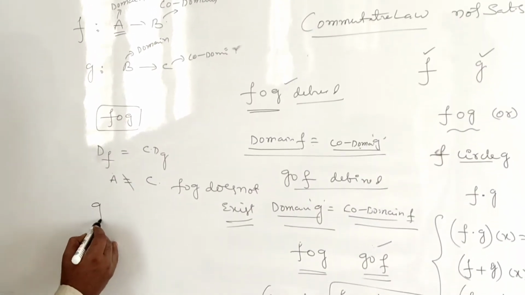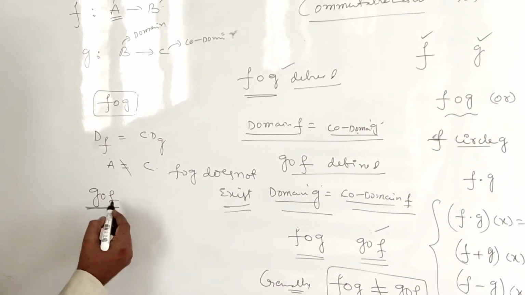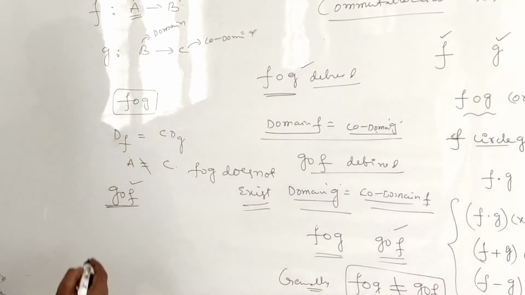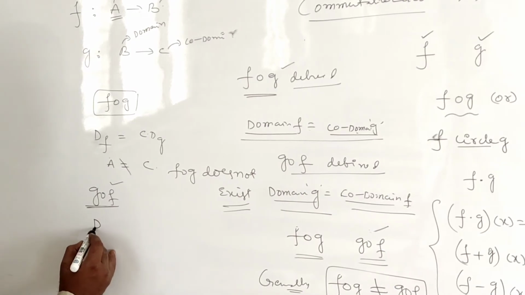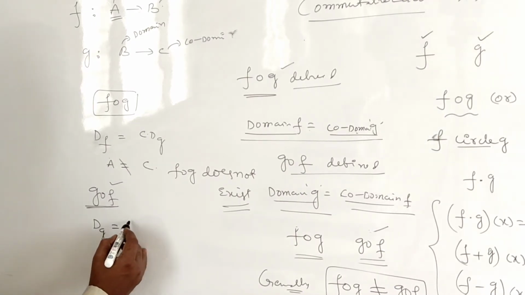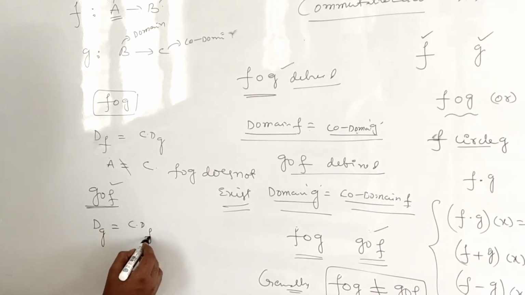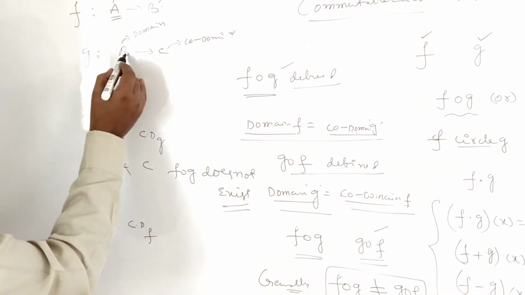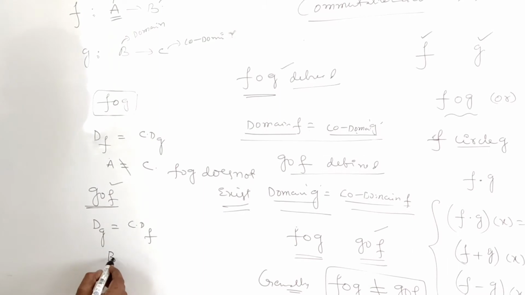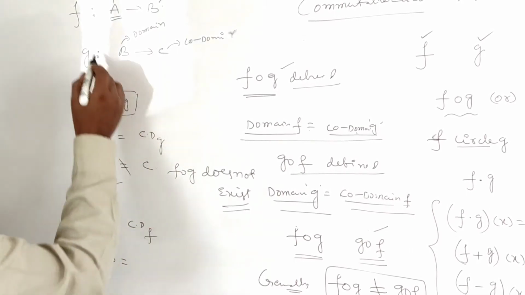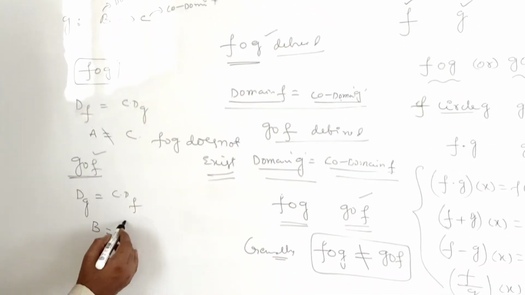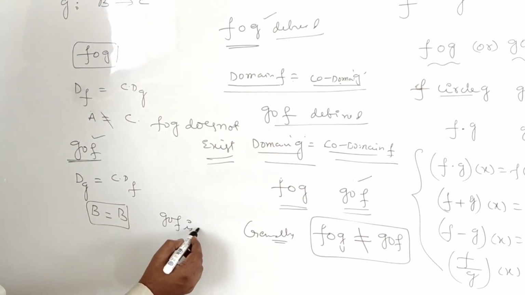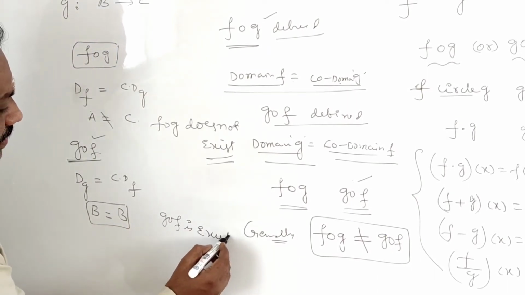Now we are checking for g circle f, students. What is the rule to define g circle f? The domain of g is equal to the codomain of f. What is the domain of g? This is the g function, the domain of g is B, and the codomain of f is B. So they are equal. That's why g circle f exists.